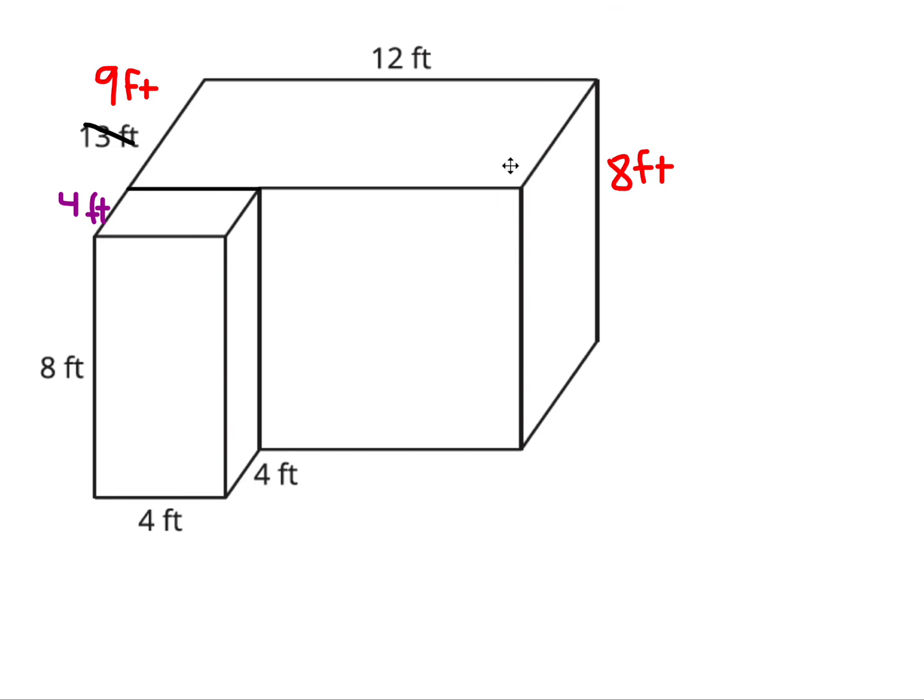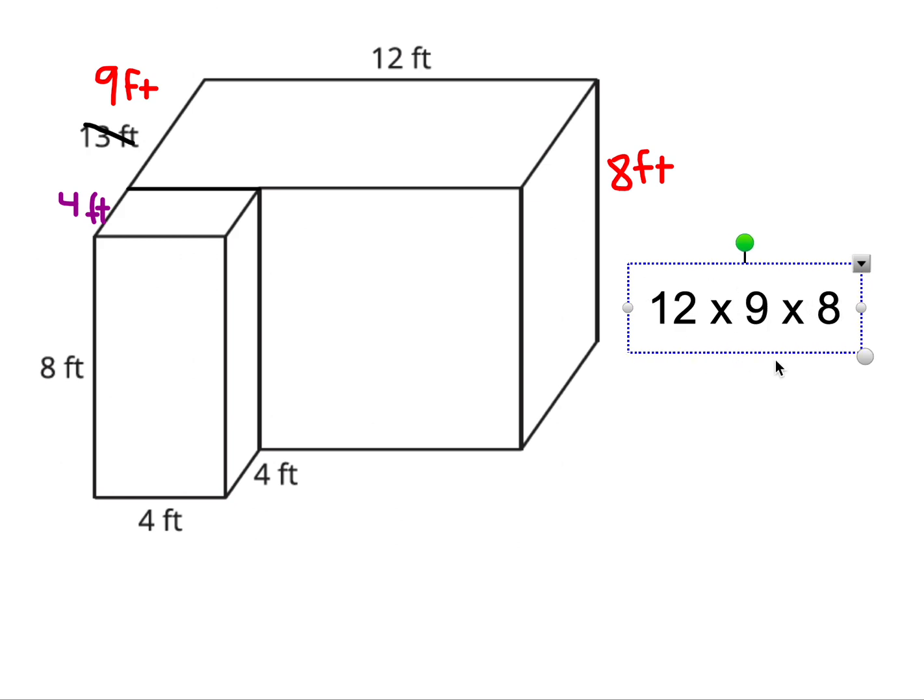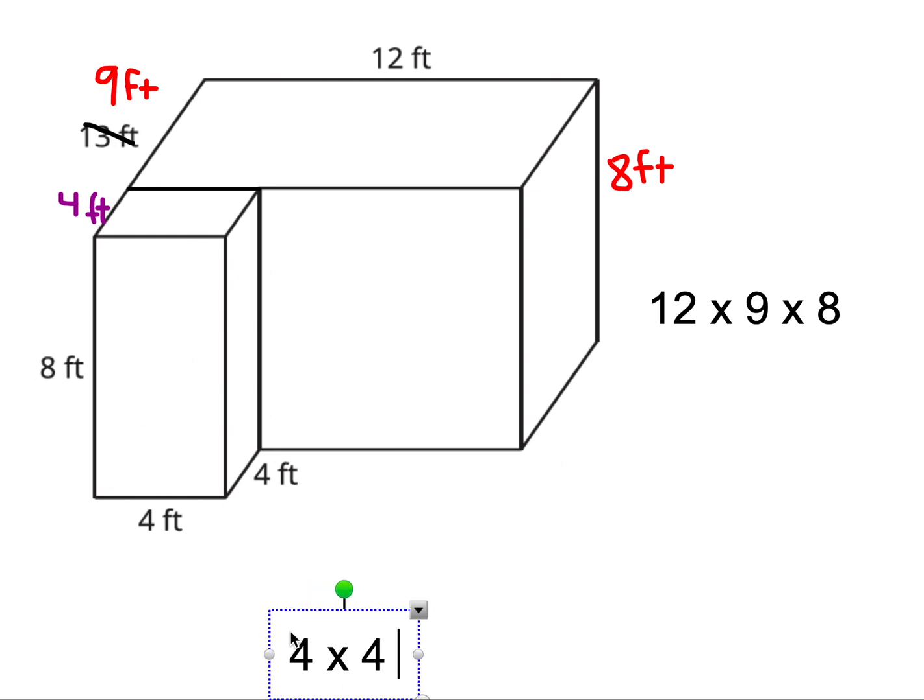So for the larger prism, or the prism in the back, it has a length of 12 feet, a width of 9 feet, and a height of 8 feet. So 12 by 9 by 8. The smaller prism in the front has a length of 4, a width of 4, and a height of 8. So 4 by 4 by 8.